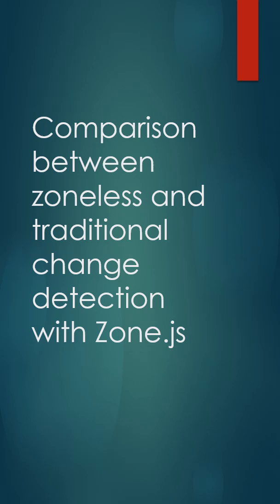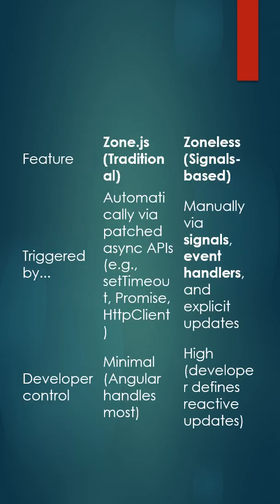So let's start. First, as we know, we have Zone.js in our application, and then we have zoneless, which is signal based. The difference is in change detection. In zoneless, change detection is manual, through signals, event handlers and explicit updates. But in Zone.js it happens automatically, by patching async APIs like setTimeout, promises and events. This is basically the traditional way of doing things.